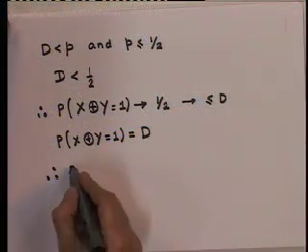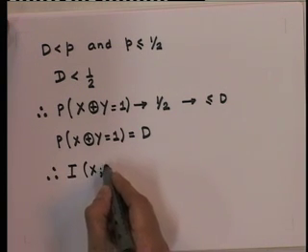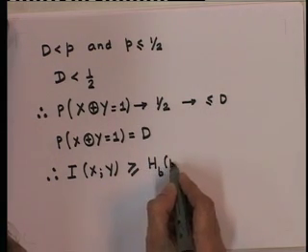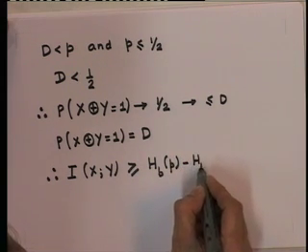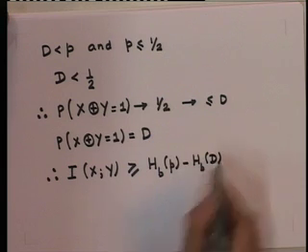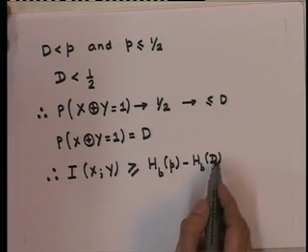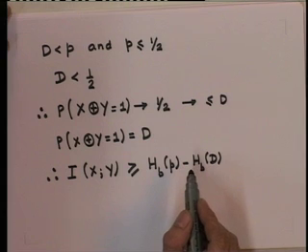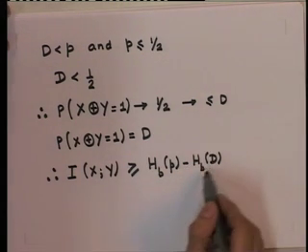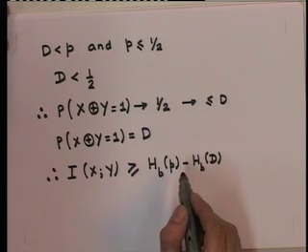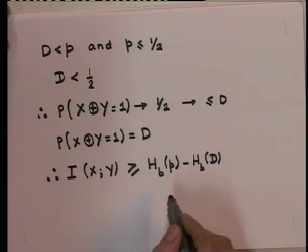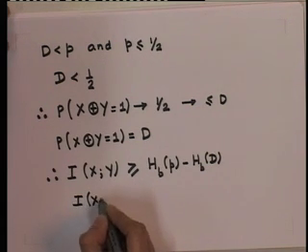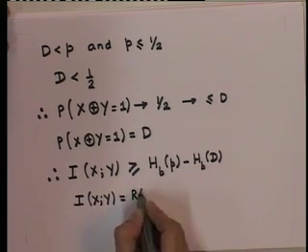Therefore, we get mutual information greater than or equal to h_b(p) minus h_b(d). Now, we will show that this lower bound is actually the rate distortion function and can be achieved by finding a joint distribution or conditional probability distribution for the given source distribution that meets the distortion criterion and has mutual information equal to the rate distortion function.